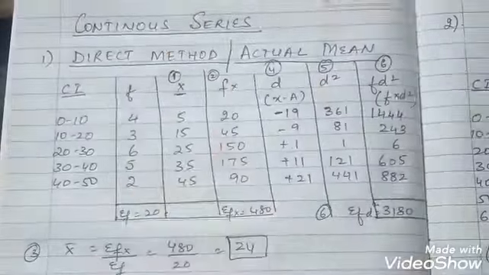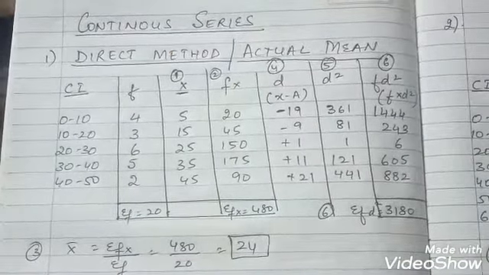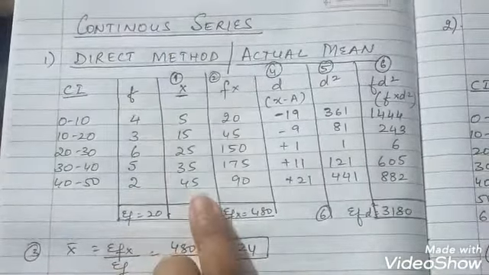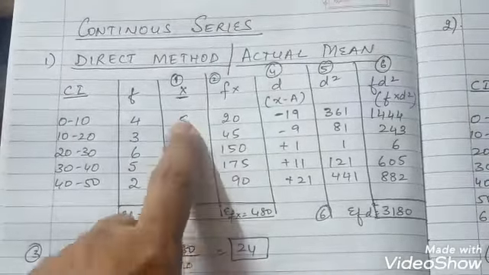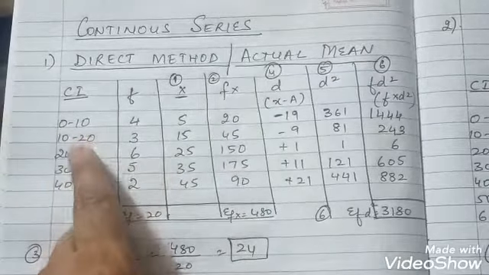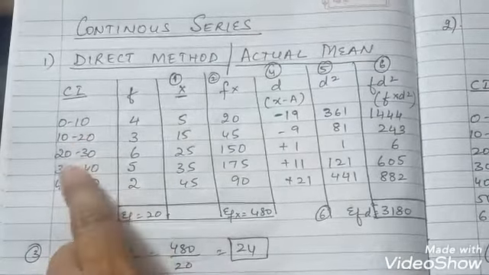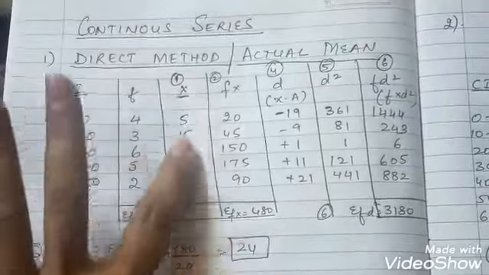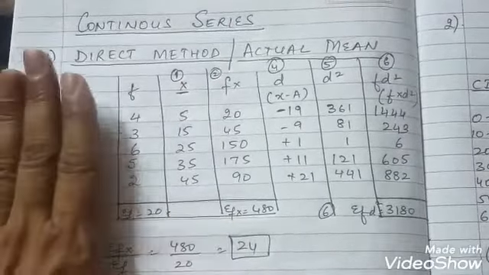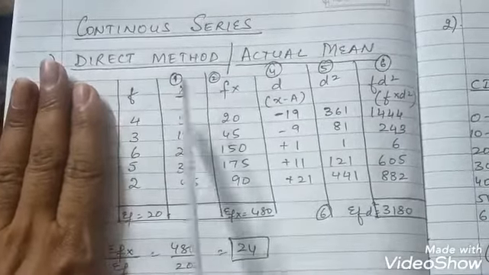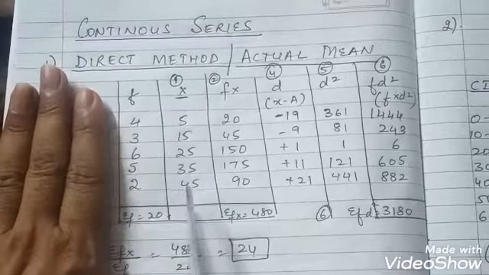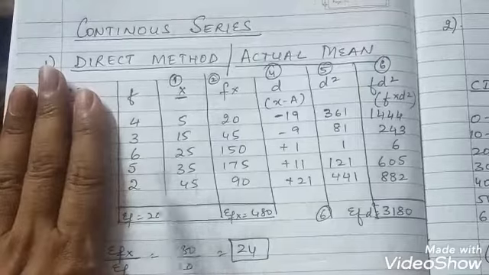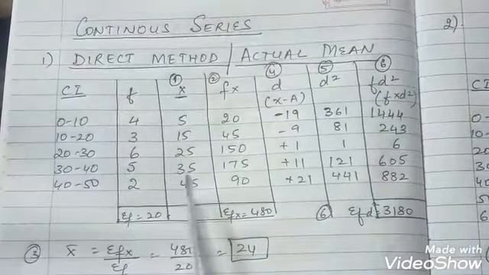Children, the very first step, without doing anything, is you will calculate the mid value x. It is also known as m. You can take it as you wish. So x, how did this come? 0 plus 10 upon 2, 5; 10 plus 20 upon 2, 15. So once you calculate x, if you look at this carefully, you have x, you have f. What type of series is this? Discrete series.